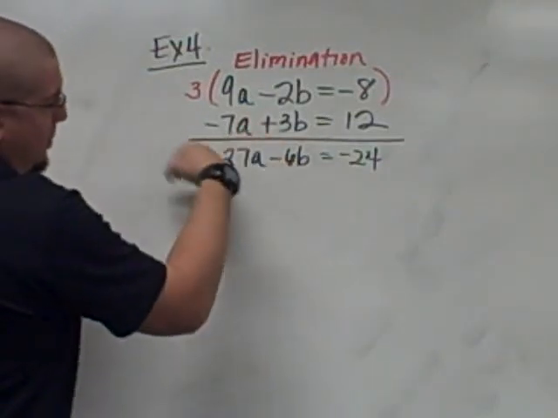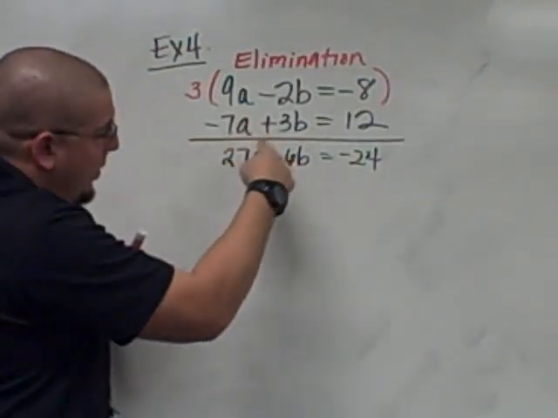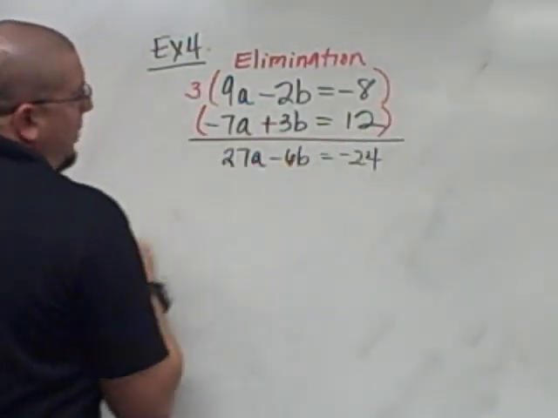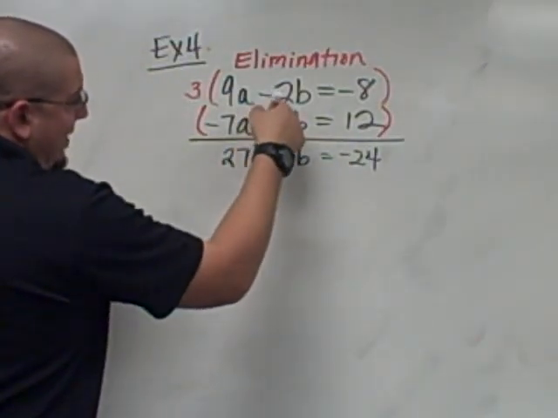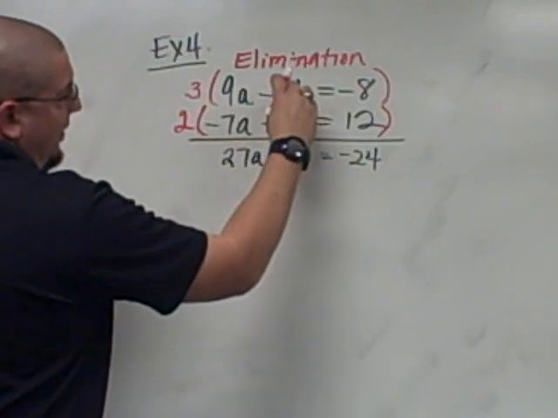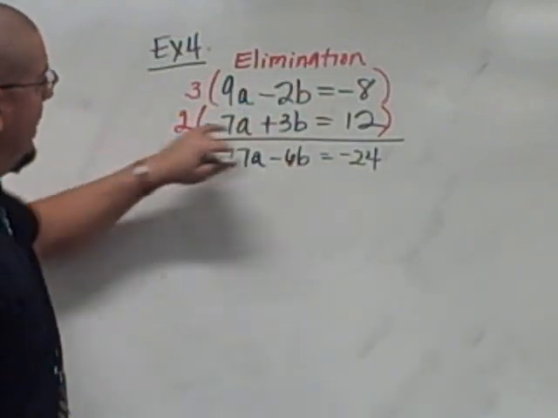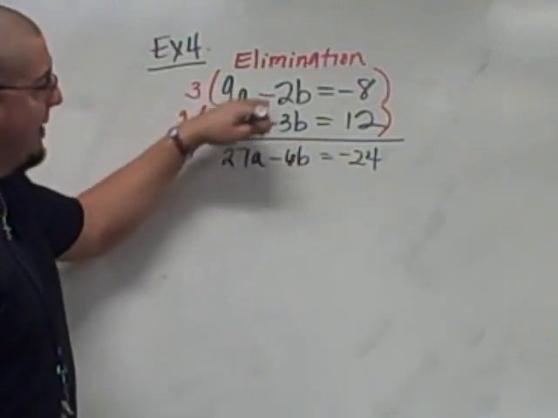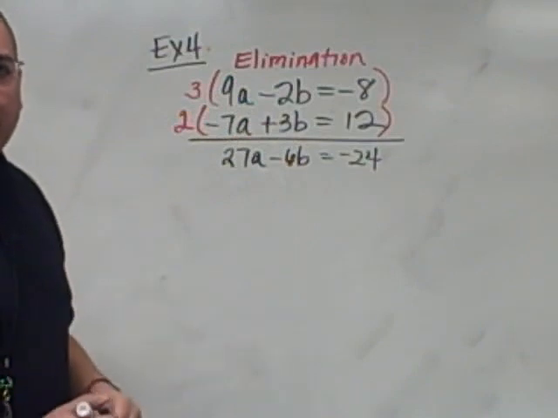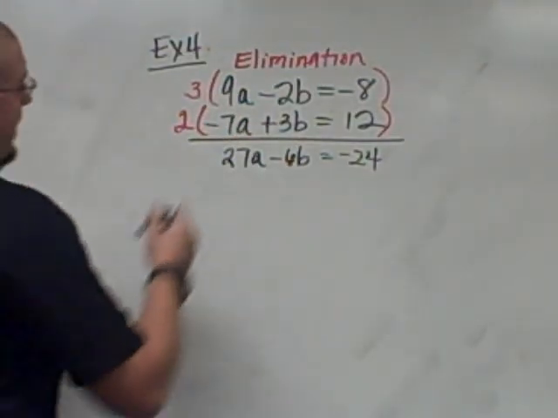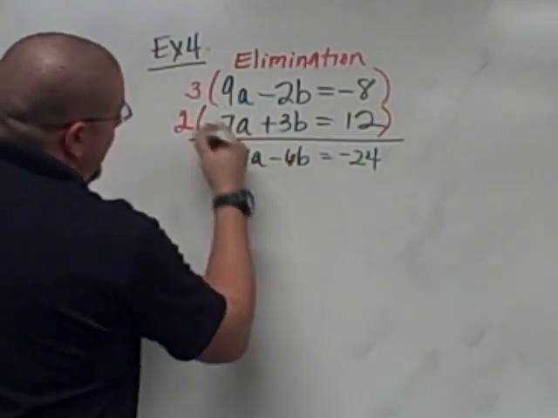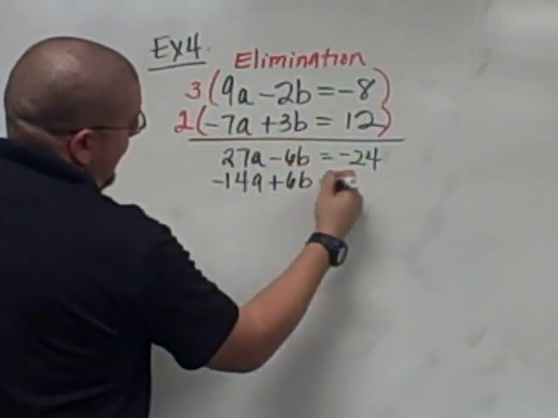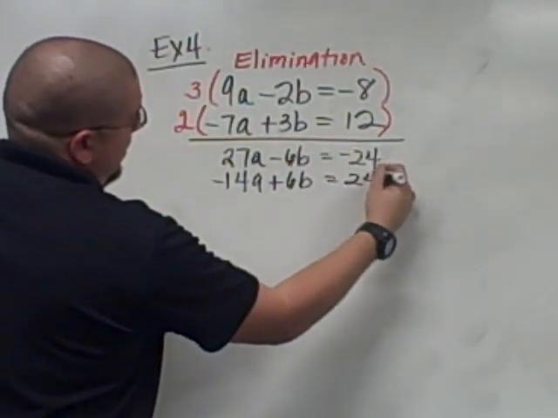Now, if I just brought that down like we normally would, nothing would still cancel out. So I'm going to have to multiply the bottom also. I will multiply the bottom by this number here, that 2. I said find the smallest pair. Again, I multiplied by positives because I have a negative and a positive. If they had the same signs, then I would have to multiply by a negative. So the second equation becomes 2 times negative 7 is negative 14a, 2 times 3 is positive 6b, and 2 times 12 is a positive 24.